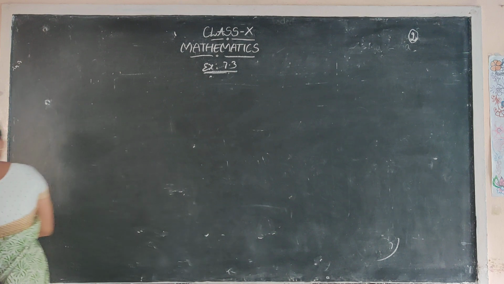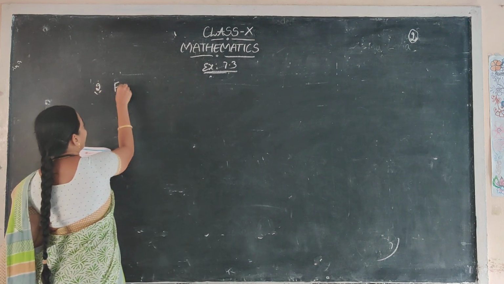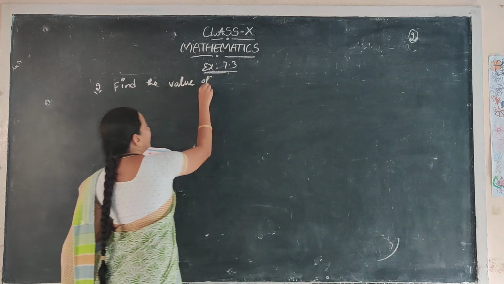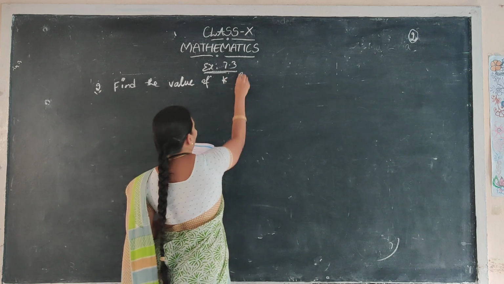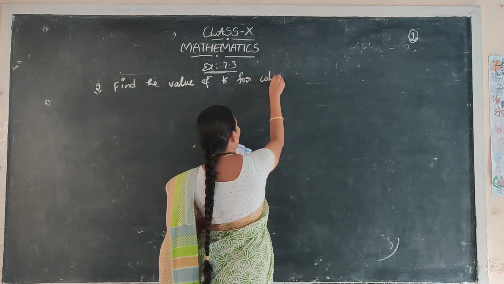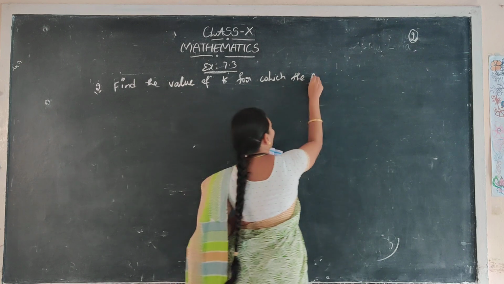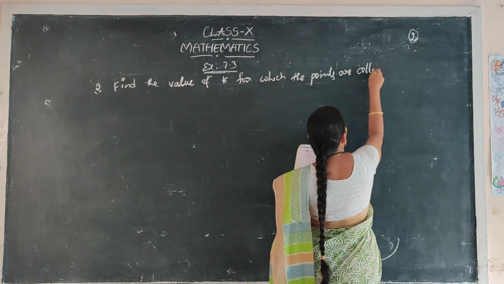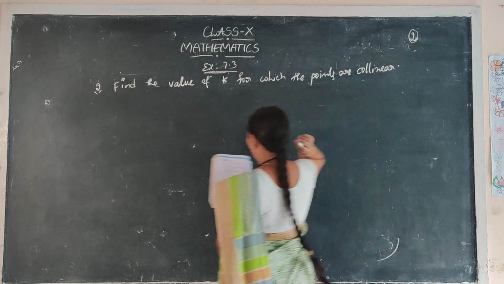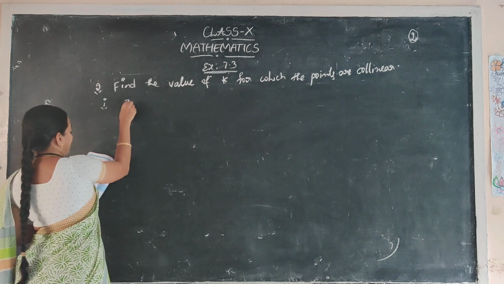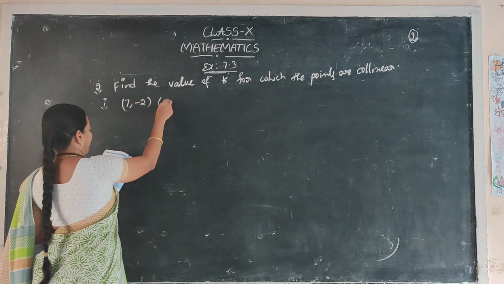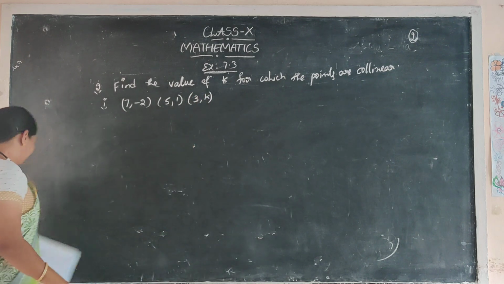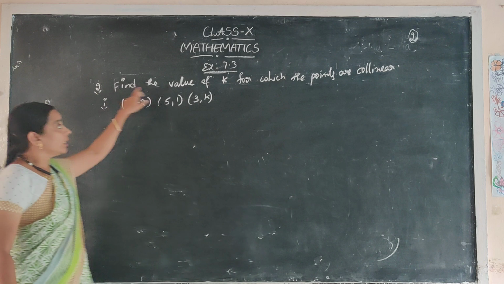Second Roman, number 2. Find the value of k for which the points are collinear. The first question is 7 comma minus 2, 5 comma 1, and 3 comma k. See this question: find the value of k.